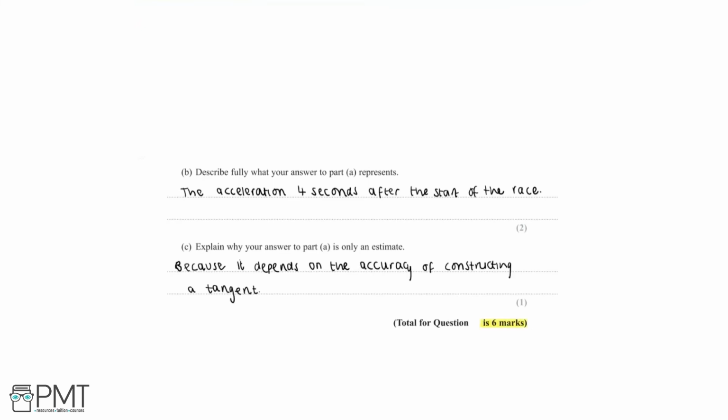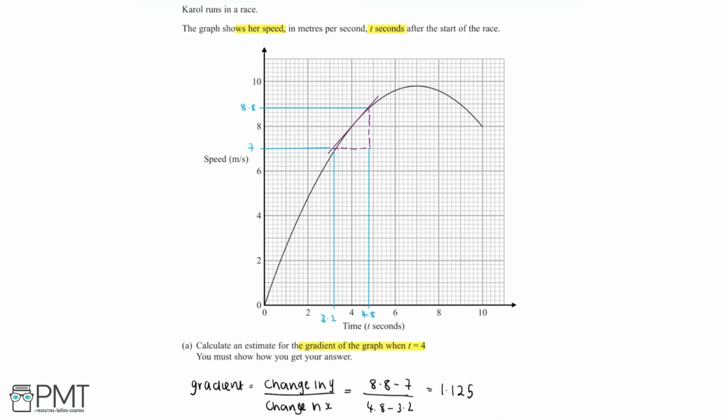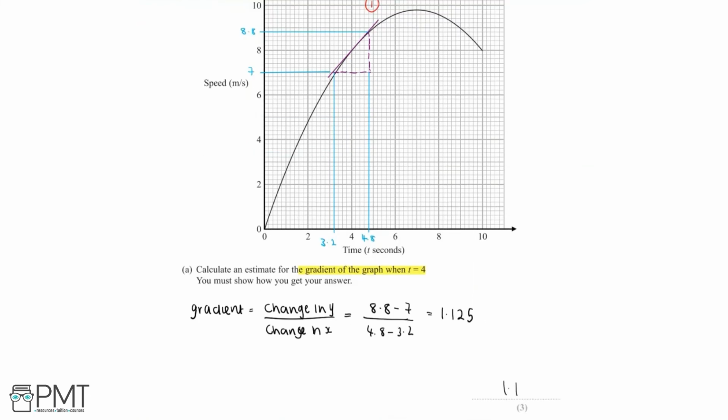Now this question is worth 6 marks, so let's take a look at where these marks are allocated. And so in part A, we get the first mark for drawing a tangent to the curve at the point t is equal to 4. We get the second mark for a process to find the gradient by doing the change in y divided by the change in x. And the third mark in part A for getting an answer in the range 1.0 to 1.3, and our answer of 1.1 falls within this range, and so we get the last mark in part A.